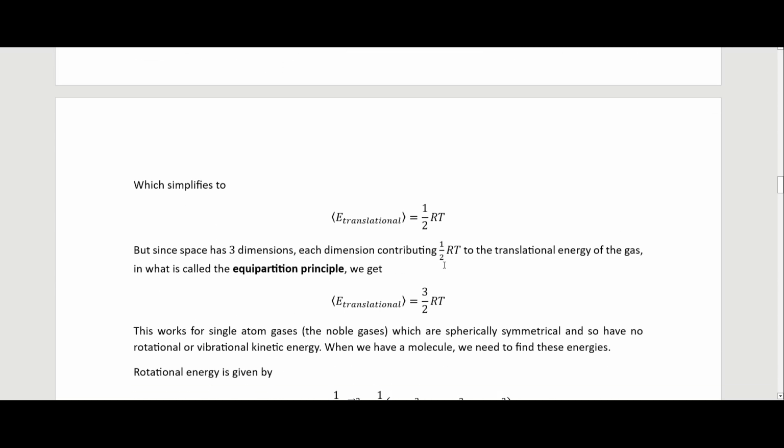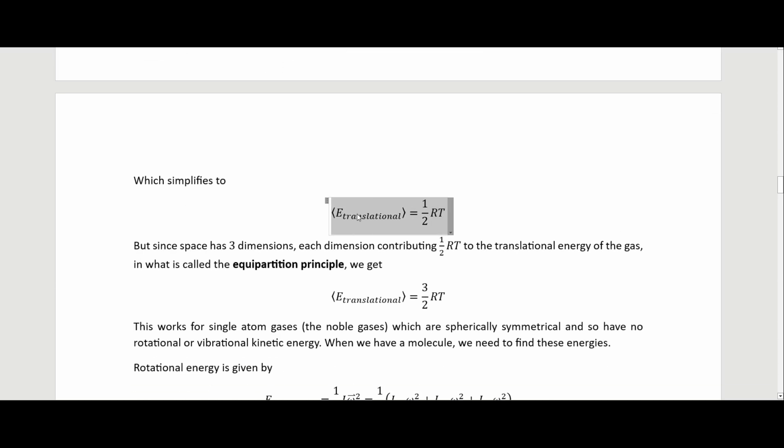We can do some simplifications to end up with this right here. So our translational energy is equal to 1/2 RT, but this is just in one direction. But space has 3 dimensions, each one contributing its own 1/2 RT to the translational energy of the gas.